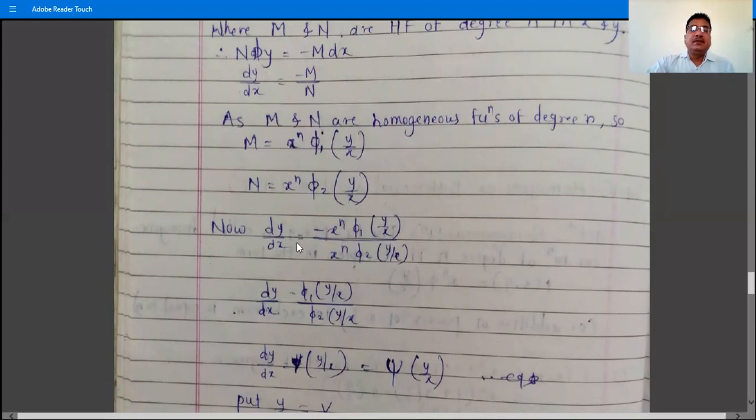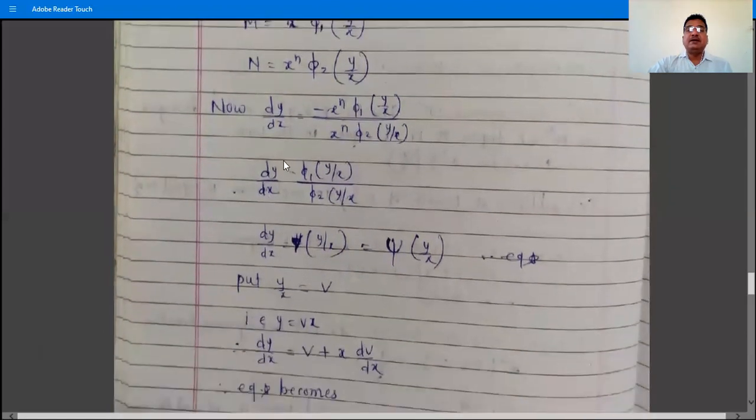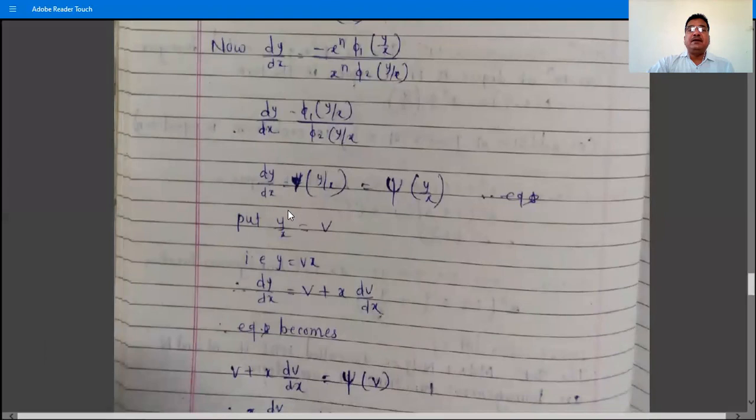So we have this, and then the given differential equation dy by dx is expressed in the form minus x raised to n phi1 y by x divided by x raised to n phi2 y by x. Then cancel x raised to n, and we have dy by dx is equal to minus phi1 y by x divided by phi2 y by x.